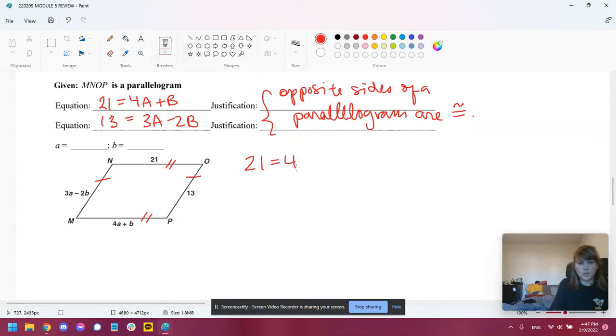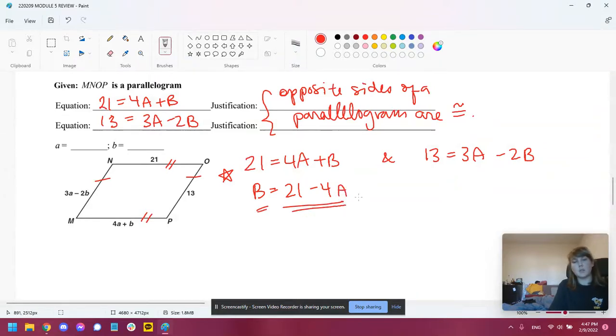So we've got two equations. Here's my first equation. And here's my second equation. Here's how I'm going to do this. I'm going to solve my first equation for b. So I'm going to subtract 4a from both sides and say that b is the same thing as 21 minus 4a. Great, I got b by itself. Now I'm going to rewrite this equation the exact same, except every time I see b, instead I'm going to put 21 minus 4a.